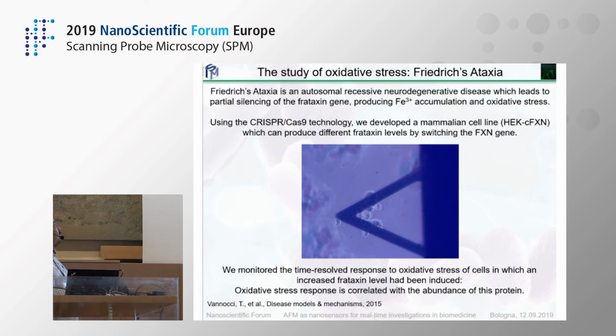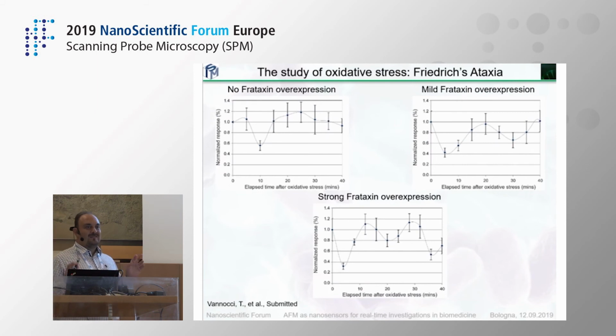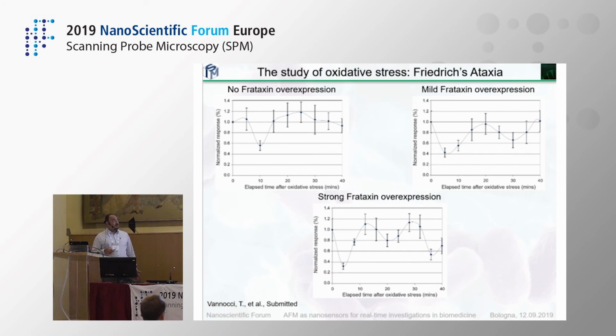And what we can see here is that when there is no frataxin overexpression, so when the cells are not in some way mimicking the disease, exposed to an oxidative stress, there is a small reduction in the movement, which returns very rapidly to 100% movement. In the case of mild frataxin overexpression, we have a more complex response, and strong frataxin overexpression causes an even greater response with large moments of reduction of the movement, indicating that indeed frataxin is the protein that is directly correlated with the response to the oxidative stress.